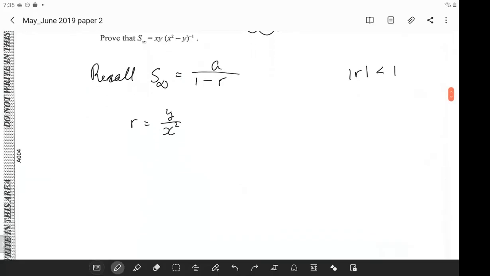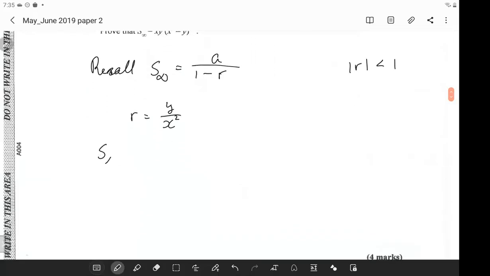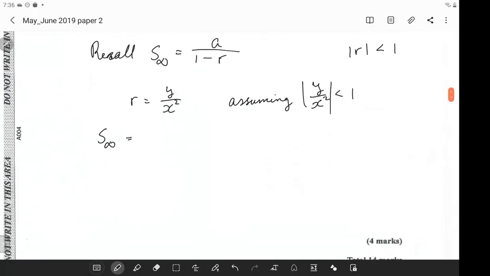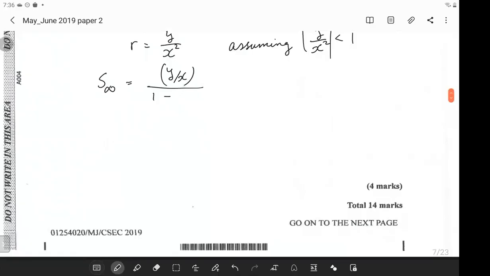So we can simplify this. So we get the sum to infinity. Now we could say, assuming that the absolute value of y over x squared is less than 1, because that is our common ratio. Now y could be negative, so we just have to make sure to put our absolute value. The sum to infinity would be the first term, which is y over x, divided by 1 minus the common ratio, which is y over x squared. Now we need to simplify this. How could we do it?